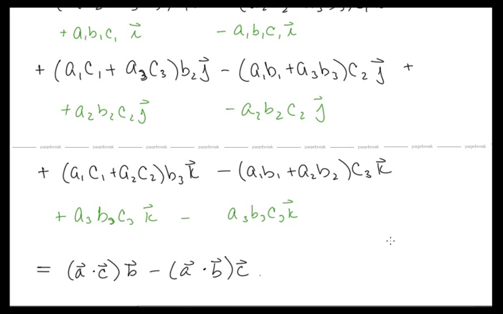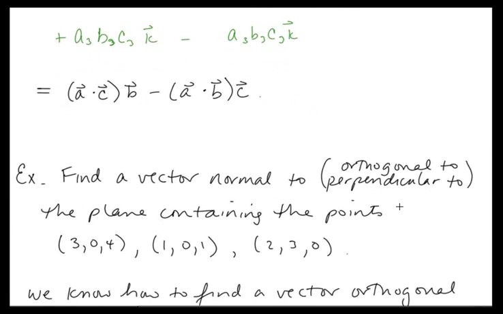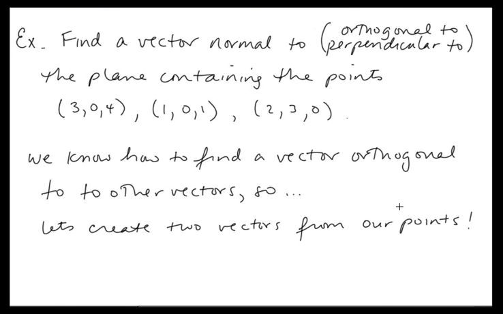And so that's the computation for property 5. Now let's take a look at this example. Find a vector normal to the plane containing the points (3, 0, 4), (1, 0, 1), and (2, 3, 0).